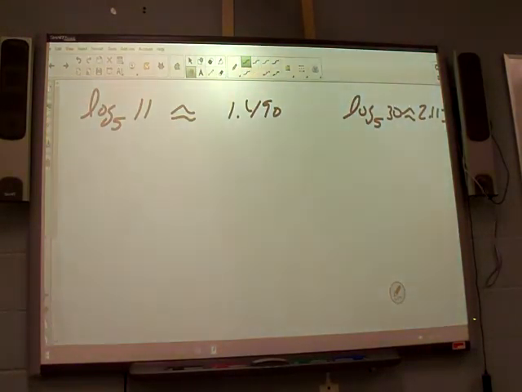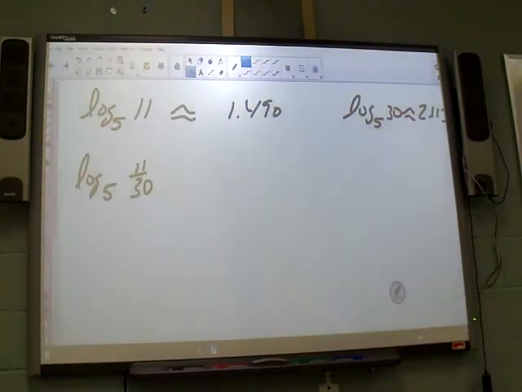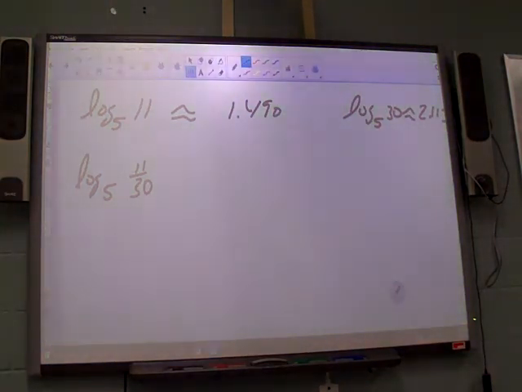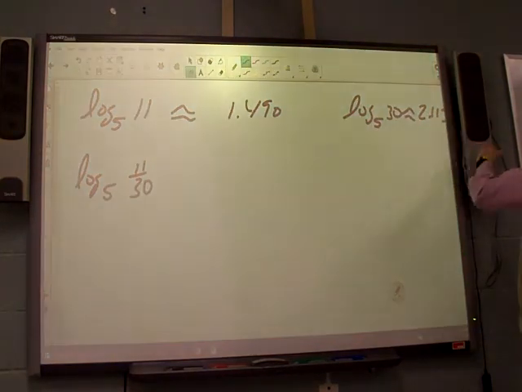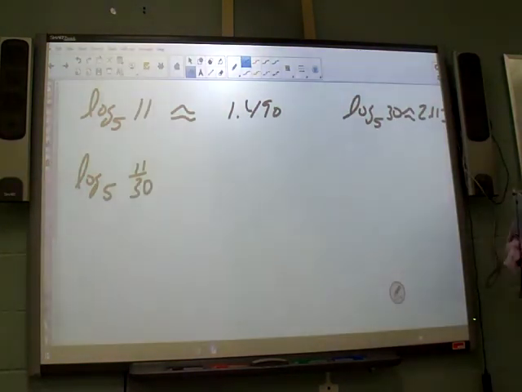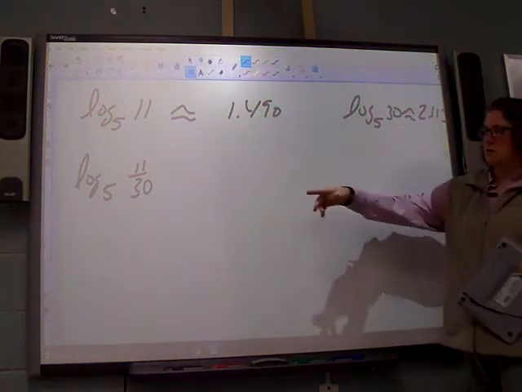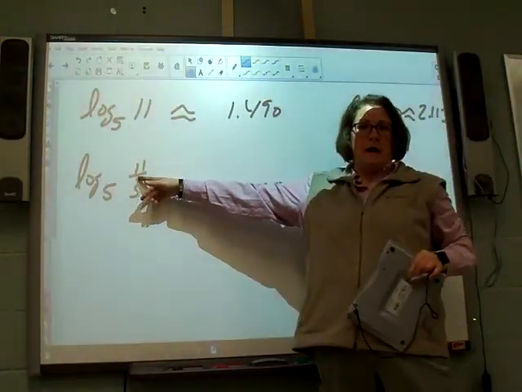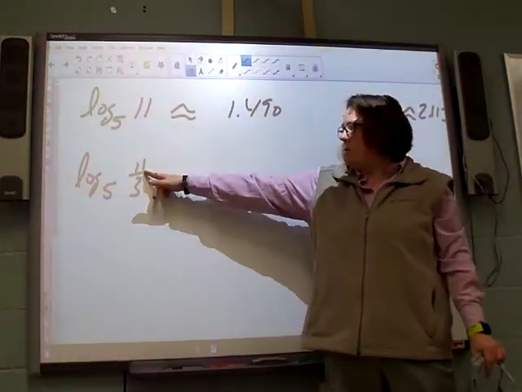They're giving you that, and then they say use that to find log base 5 of 11 over 30. All right, I'm going to show you what's intended, what they expect you to do, but then I'm going to show you the easy way to do it. What's intended, what goes with this lesson, is this is the quotient property, right? This is not the easiest way to do it, but it's what's intended.